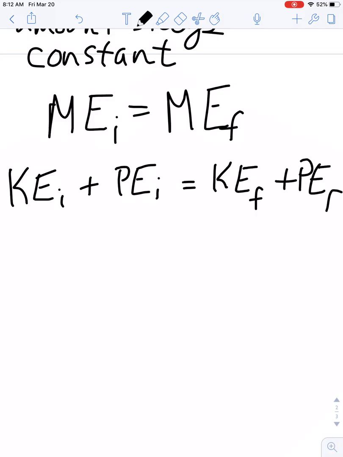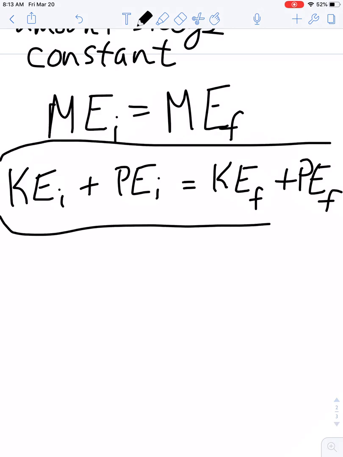So we add those two together. So I, of course, initial, F, of course, final. And so the total will not change, the total will stay the same. So this is a pretty important equation. I'm just going to box that real quick.